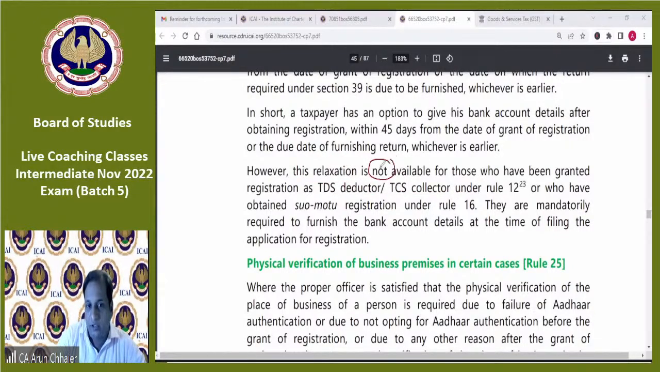But the relaxation is not available to a TDS deductor, TCS collector, or suo motu registration by the department. They are mandatorily required to furnish the bank detail at the time of application of registration.